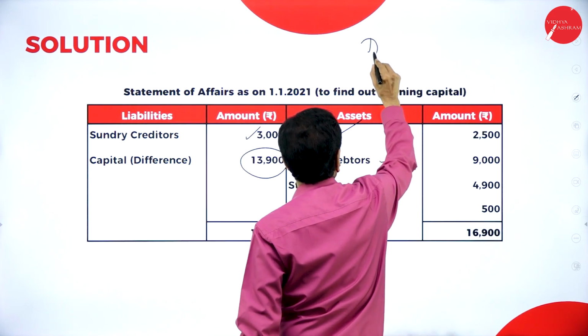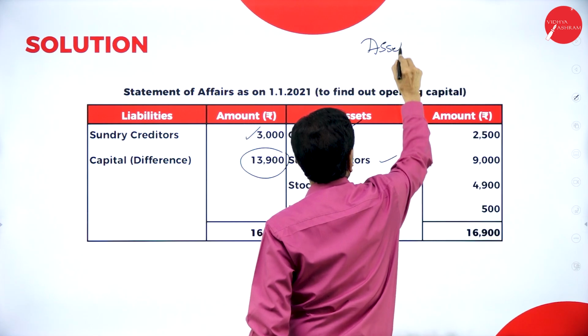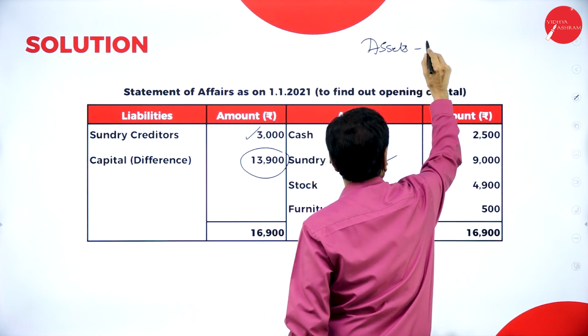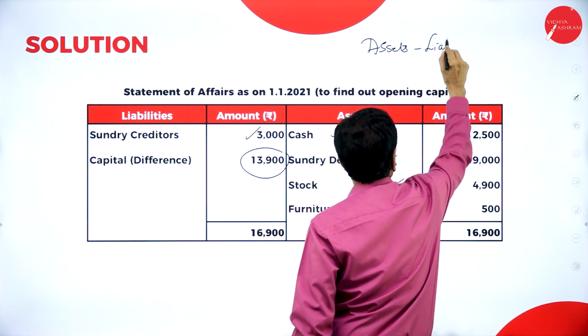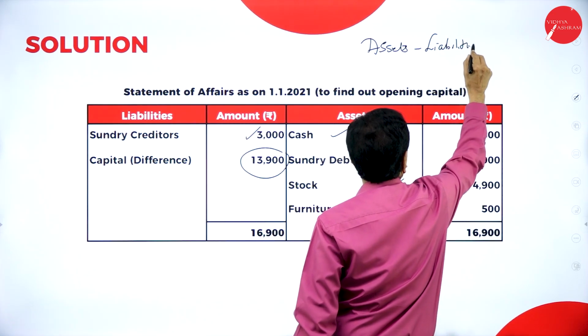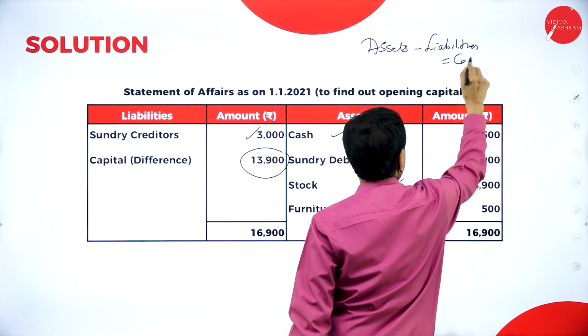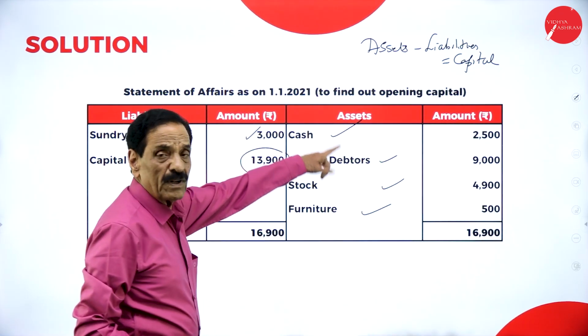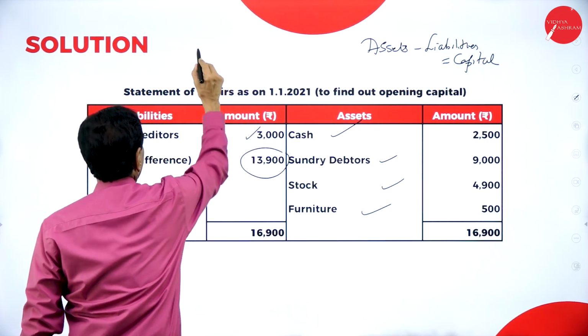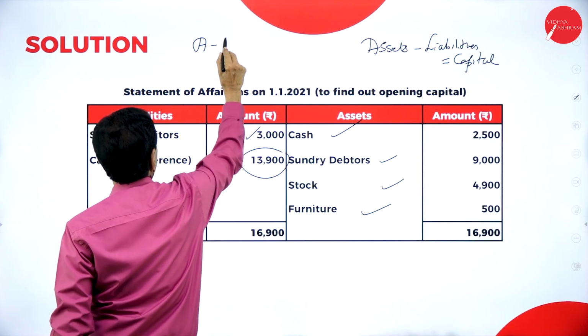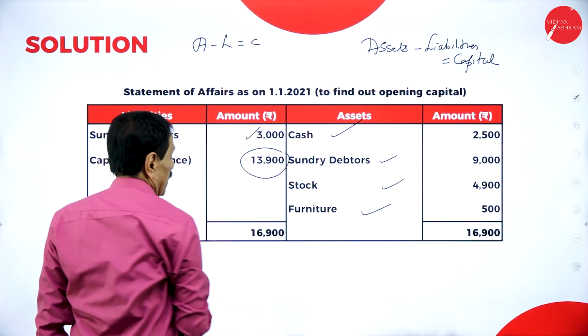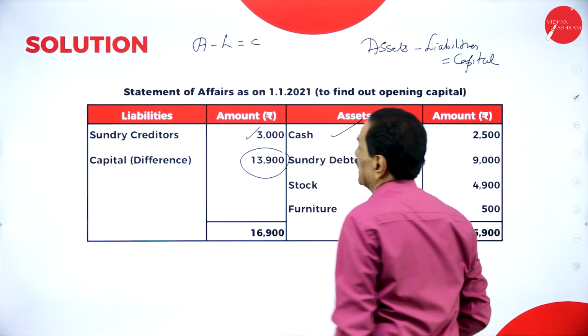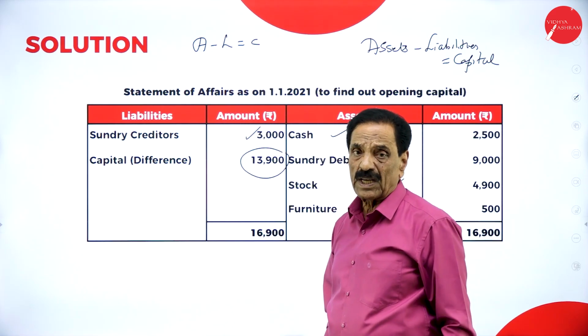Assets minus liabilities is equal to capital. This you have to learn. What you learned in first PUC, this you are learning in the first PUC. A minus L is equal to C. What is A? Asset. L means liability. C is equal to capital.